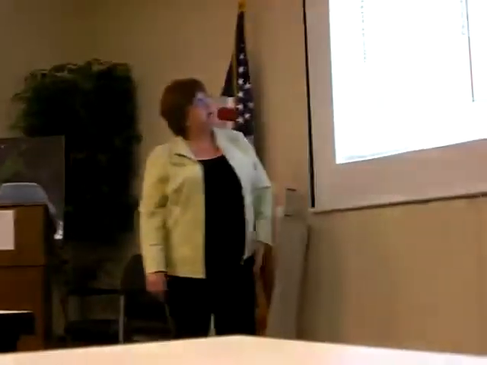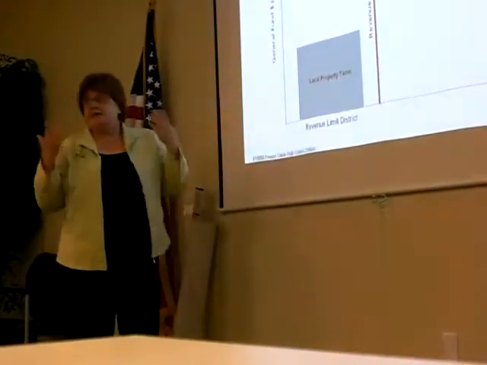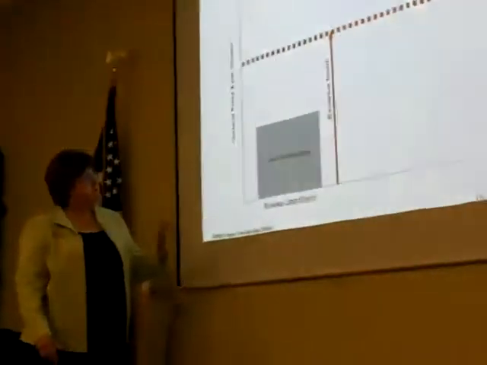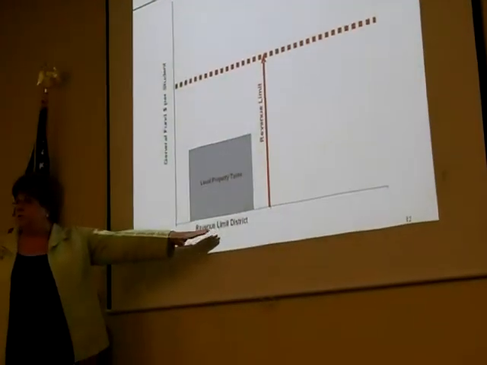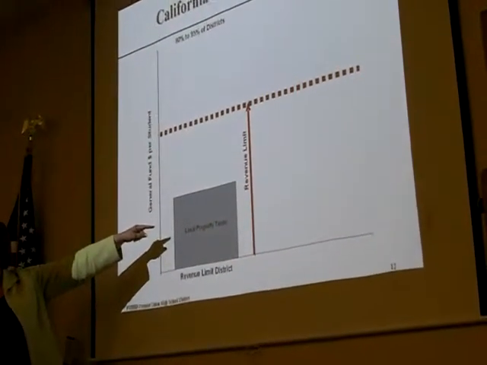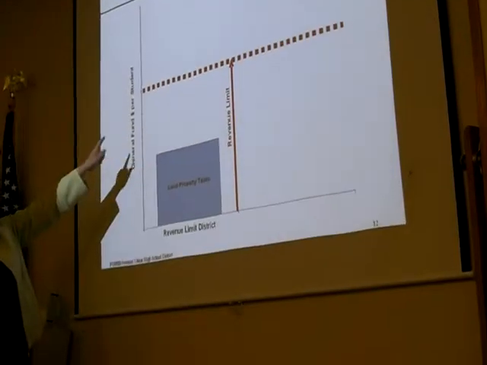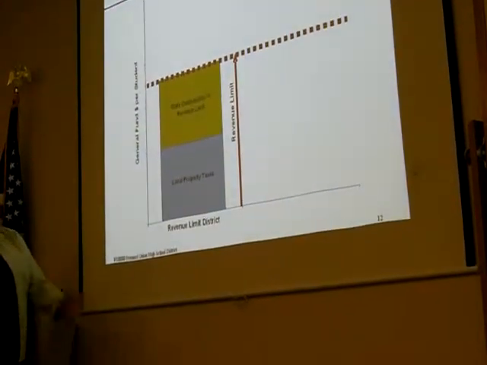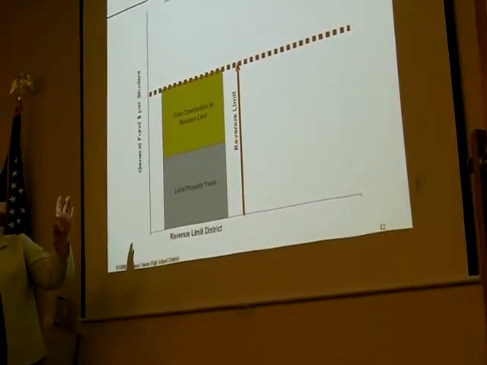And that's called the revenue limit. So watch the red line, we're going to talk about it a lot. How do we get to the revenue limit dollars? Well, first, in most communities, called the revenue limit districts, local property tax makes up a portion of the dollars we need to get to the revenue limit, and the state contributes the rest to backfill.